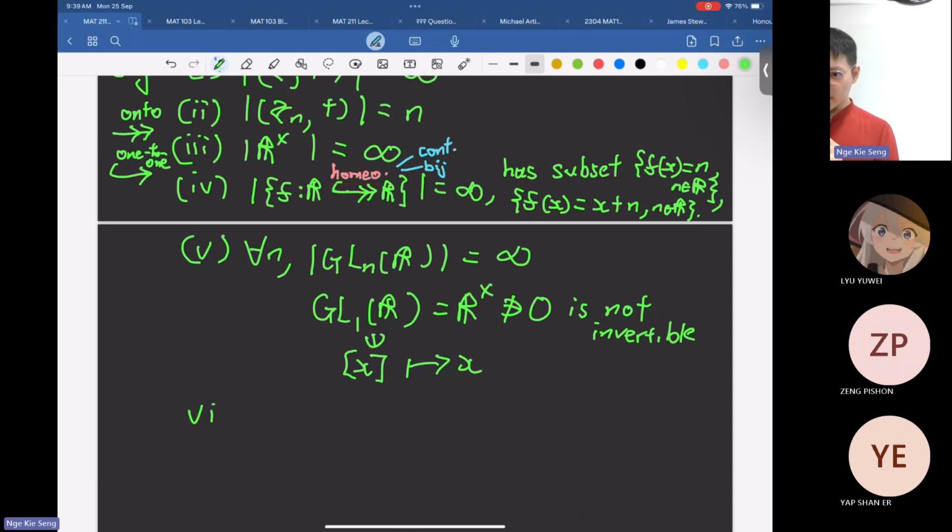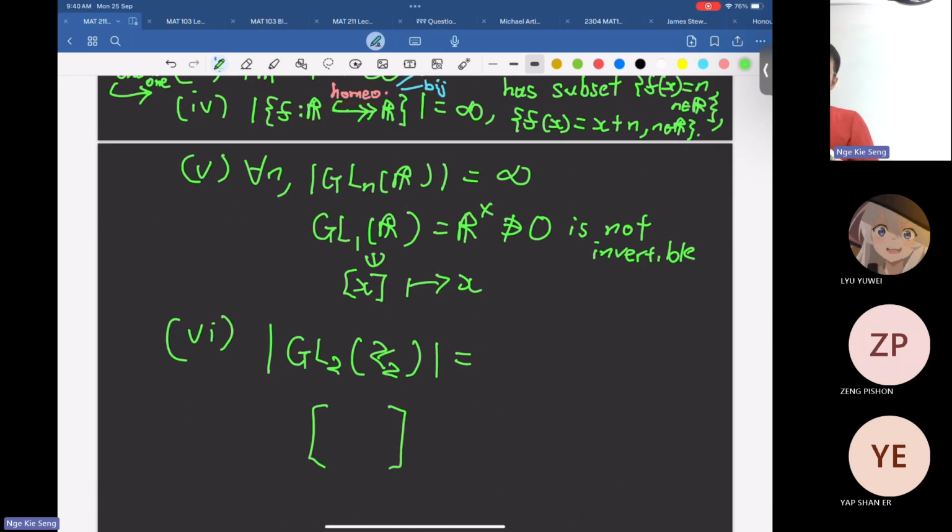How about I try one trick here? Let's say I change the numbers that can be put inside my matrix. Let's look at a 2 by 2 matrix with Z2. How many elements are in Z2? 2. So there are only two possibilities you can put in these four boxes. Try and guess what the cardinality of the set is.